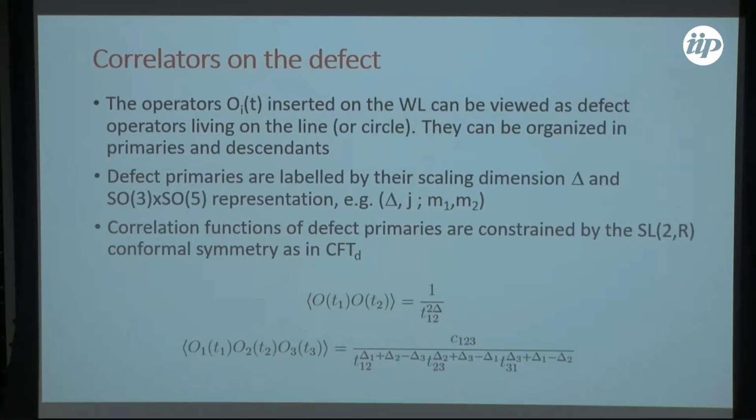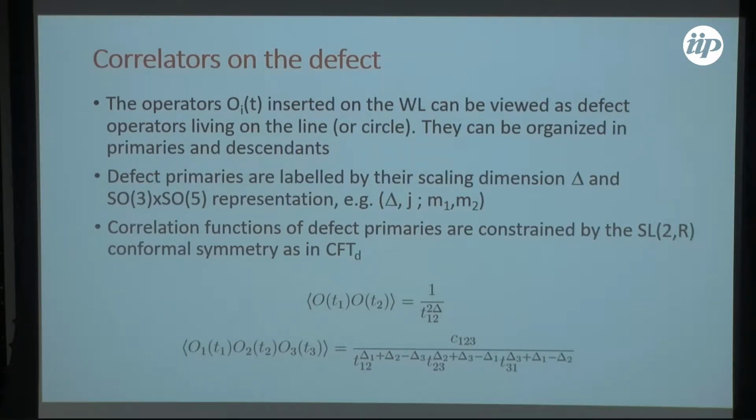Okay, so the operator insertions on the Wilson line can be viewed then as defect operators inserted on this defect, and they can be organized using the one-dimensional conformal symmetry in primaries and descendants. So the primaries will be labeled by their scaling dimensions under SL(2,R) and by representations of SO(3) cross SO(5). So the quantum numbers will be a dimension, a spin of SO(3), and the representation of SO(5).